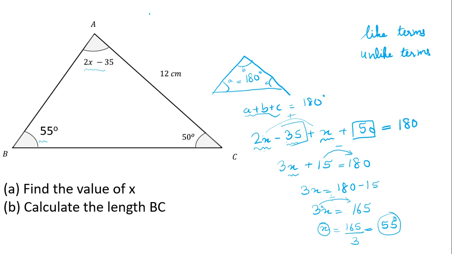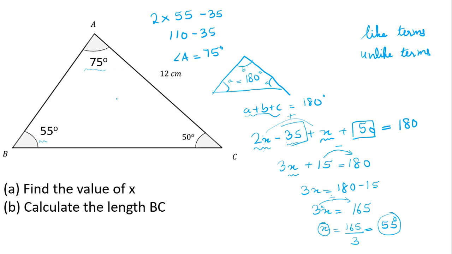So 2x minus 35, for that I can just do 2 times the x, and x I have got as 55, minus 35. So 2 times 55 gives me 110, and 110 minus the 35 is going to give me 75. So my angle A is 110 minus 35, that is 75 degrees. So this is my angle, 75 degrees.